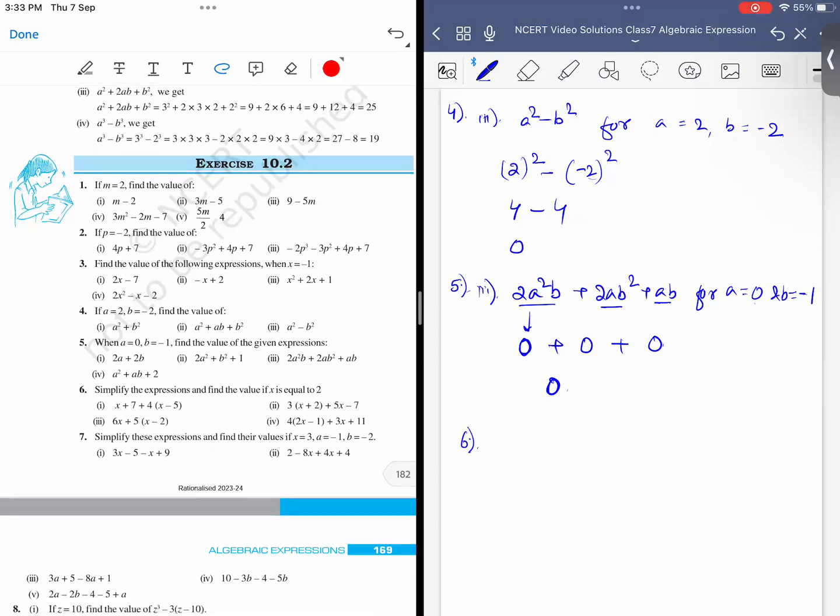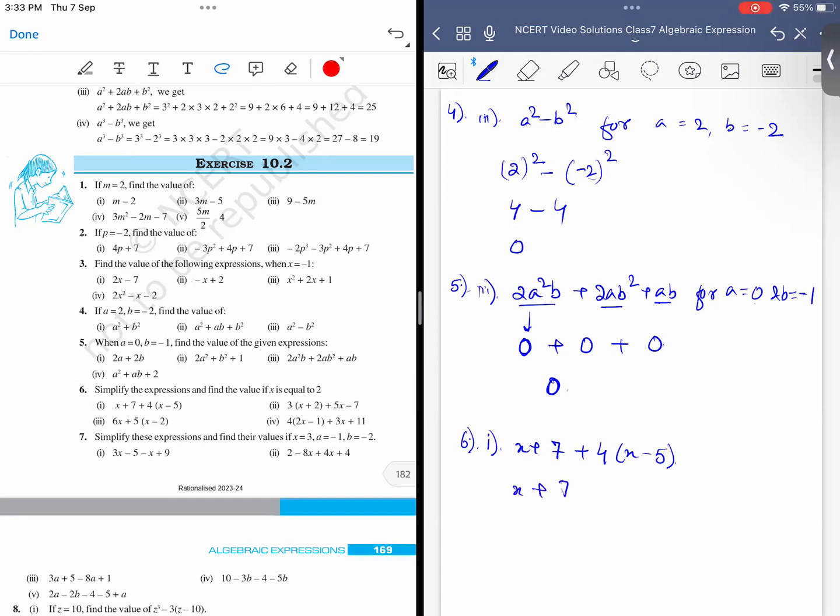Simplify the expression and find the value if x is equal to 2. In this type of question, you need to first simplify the given expression. Simplifying means you need to find the like terms, if any, perform the operations first, and then simplify them.